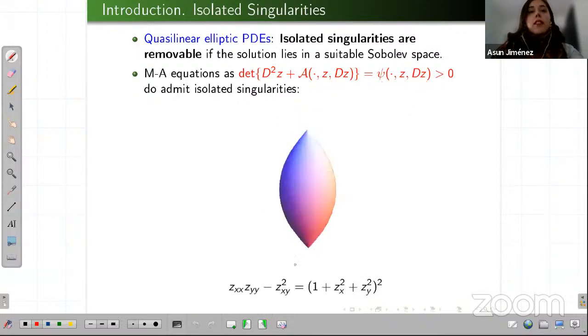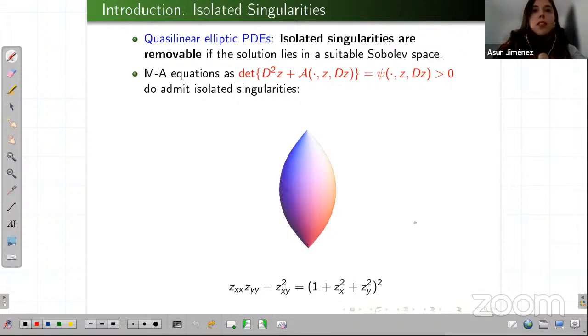Also, for instance, for the K equal to 1 equation, the equation of prescribed curvature equal to 1, you can find surfaces like this one appearing here on the slide, which has two symmetric isolated singularities. We used to call this kind of surfaces peak spheres. So we don't have this kind of behavior when we allow the equation to be more complicated.